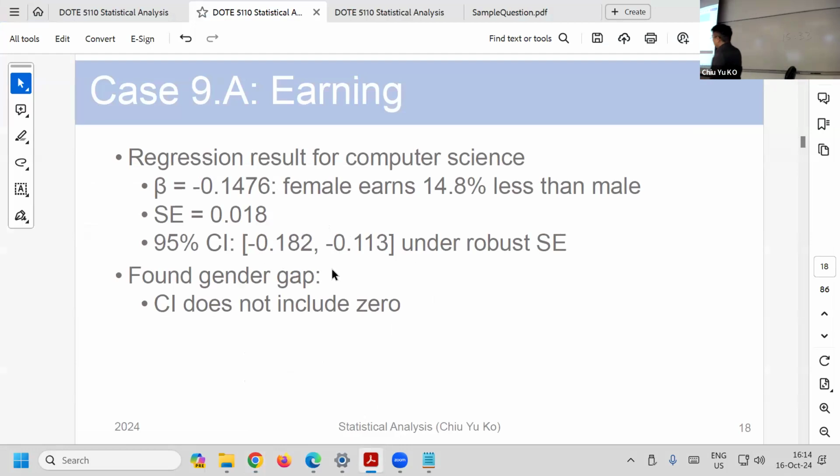So we reject the hypothesis that the gender gap is due to occupational choice, because we already fixed a high-paying job like computer science, and it turns out that women are earning less in terms of hourly wage. You cannot claim that it's because women are pregnant and work less.